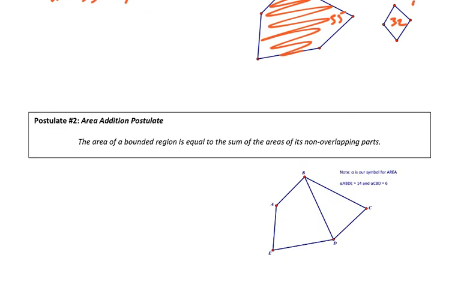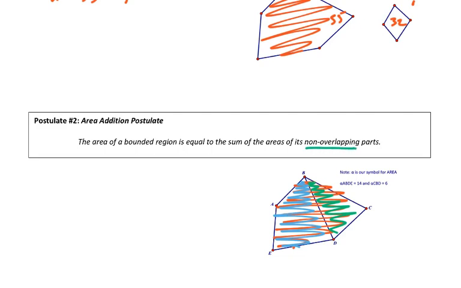The second postulate is the area addition postulate. It says the area of a bounded region is equal to the sum of the areas of its non-overlapping parts. That's something that is intuitive to us, but it needs a postulate in order to establish it. All that says is that the area of this entire figure is equal to the area of this figure plus the area of that figure. And the big piece here is that it's the non-overlapping parts.